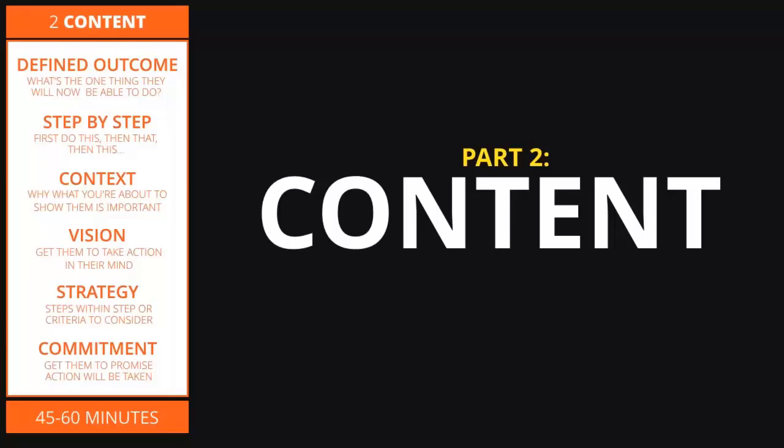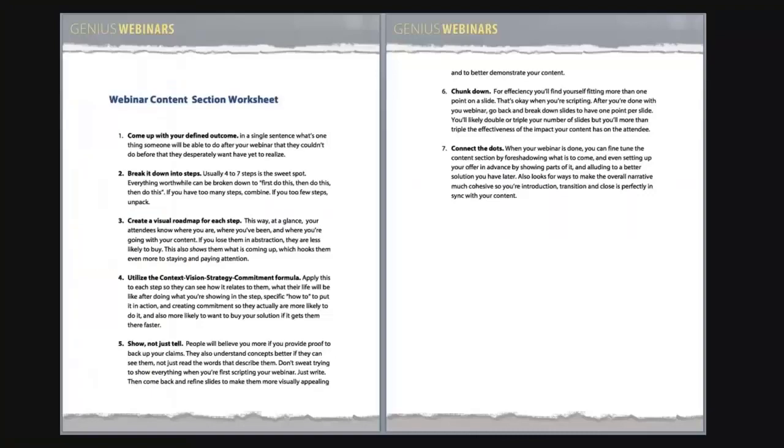Now here is a real practical way to put this in motion so it shows up in your life immediately. So come up with your defined outcome, a single sentence of what somebody can do after they watch your webinar. Break it down into steps. I usually recommend these days 3 to 5 steps. You can go up to 7, whatever. I usually go 3 to 5 steps. I like to create a roadmap like you're seeing here today, like first do this, then do this, then do this. Provide the context, the vision, and the strategy, and the commitment.